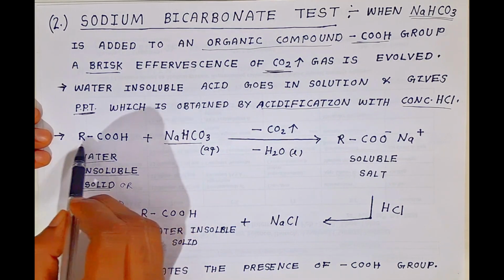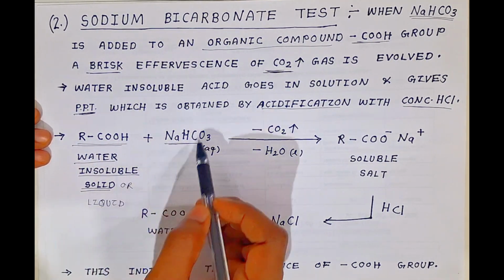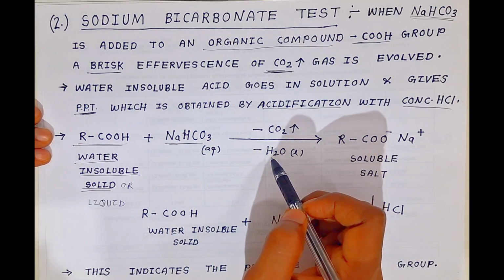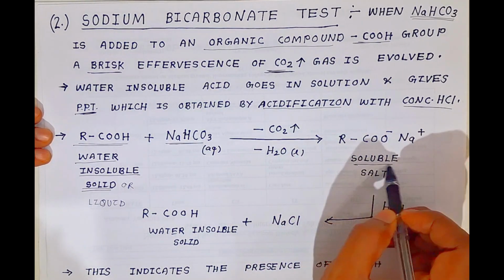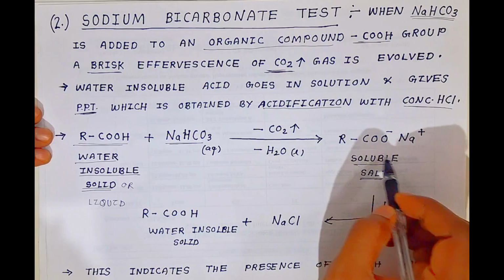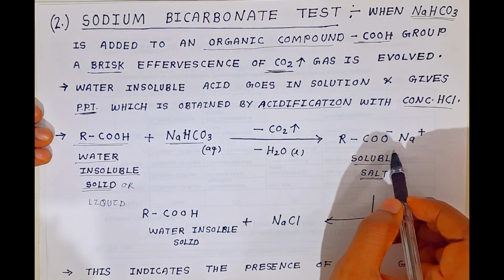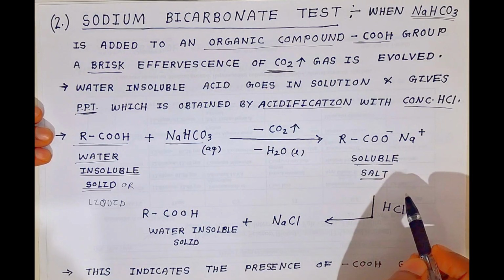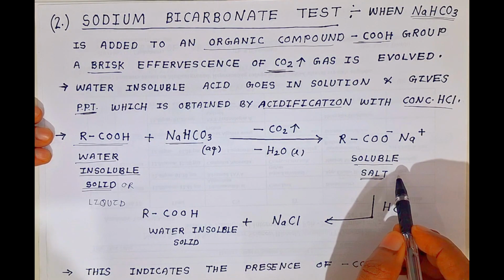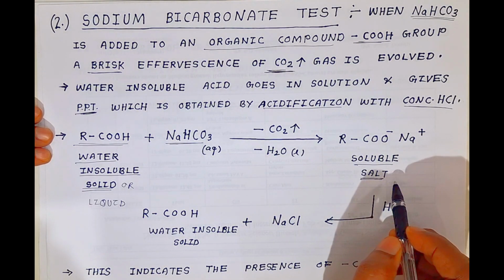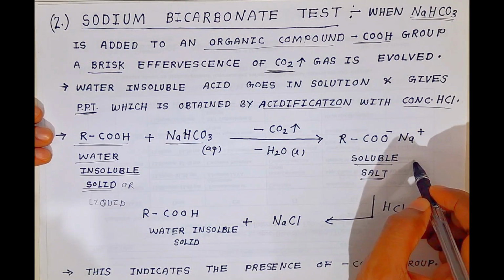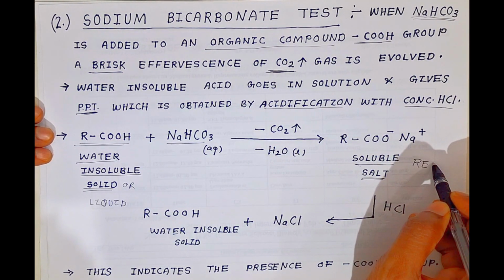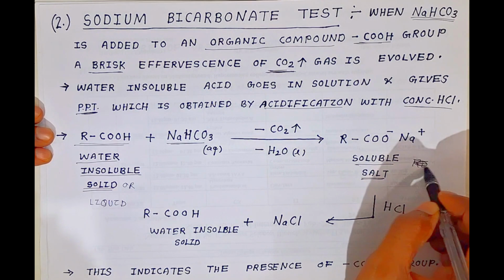So this is the compound students. Now what happens when you add sodium bicarbonate, if effervescence of carbon dioxide is coming out, that means it will form a soluble salt. This salt is soluble in water. Okay students, it is soluble. Now you have to filter it out, and you are getting filtrate and residue. The residue will be the solid, and this will be the filtrate.